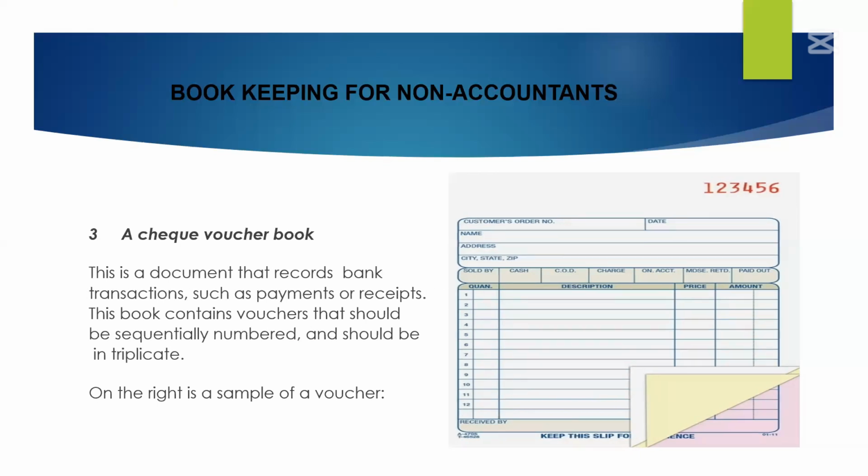3. A checkbook voucher, which is similar to a petty cash voucher book. This is a document that records bank transactions such as payments or receipts. This book similarly contains vouchers that should be sequentially numbered and should be in triplicate. On the right is a sample of a voucher.